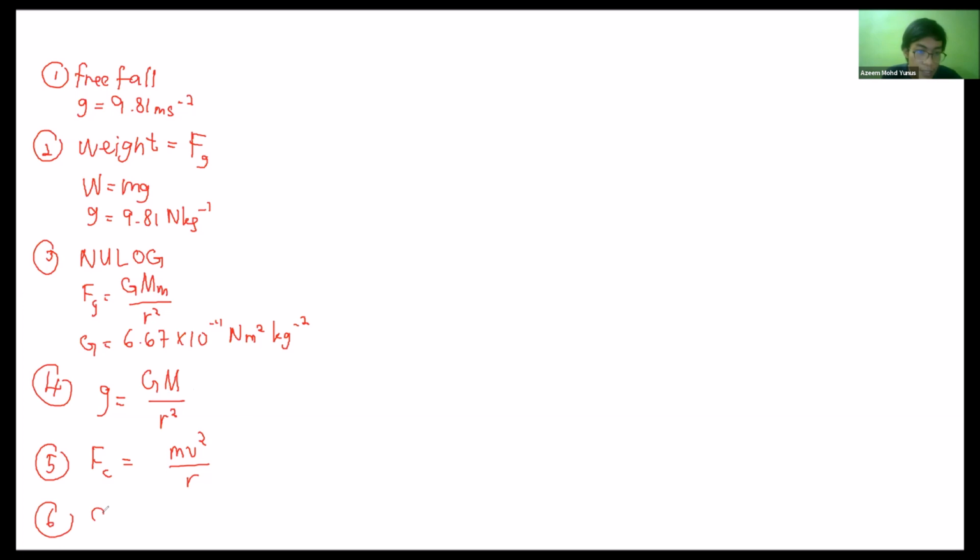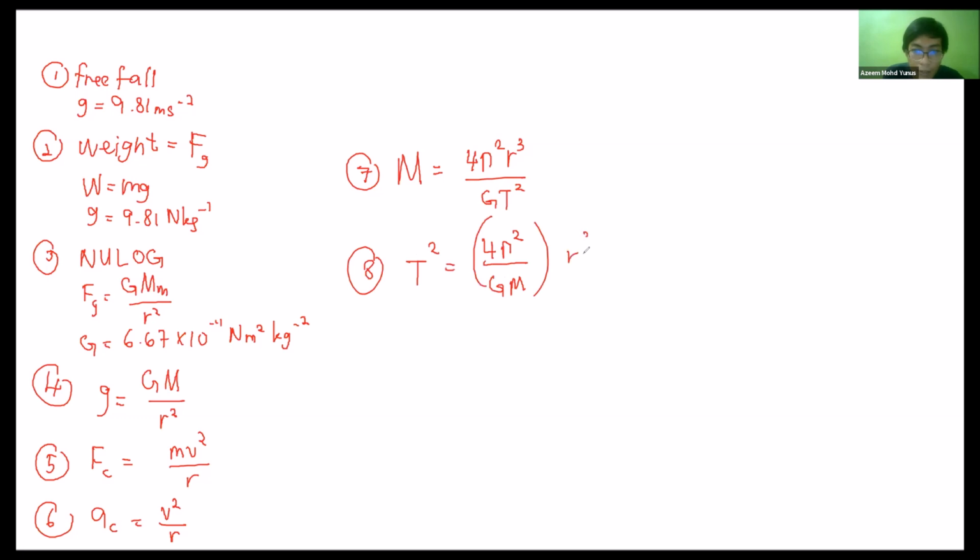Number 6 is the centripetal acceleration, v squared over r. Number 7 is the mass of the sun or planets, 4 pi squared r cubed over G T squared. Number 8 is Kepler's third law: T squared equals 4 pi squared over GM times r cubed. Number 9 is Kepler's third law in ratio form.